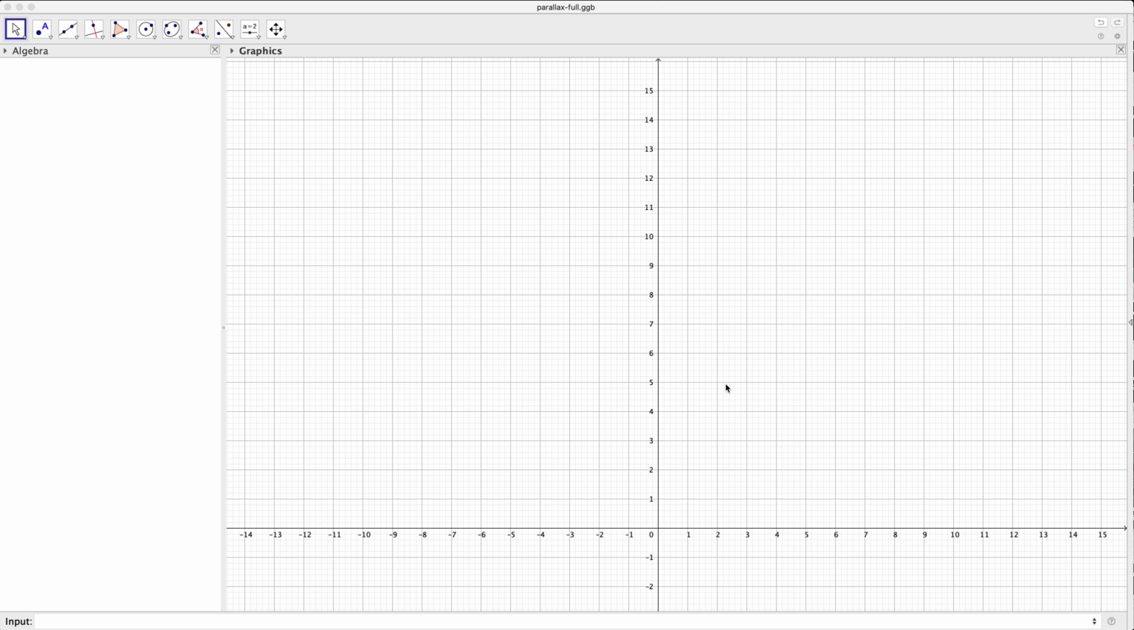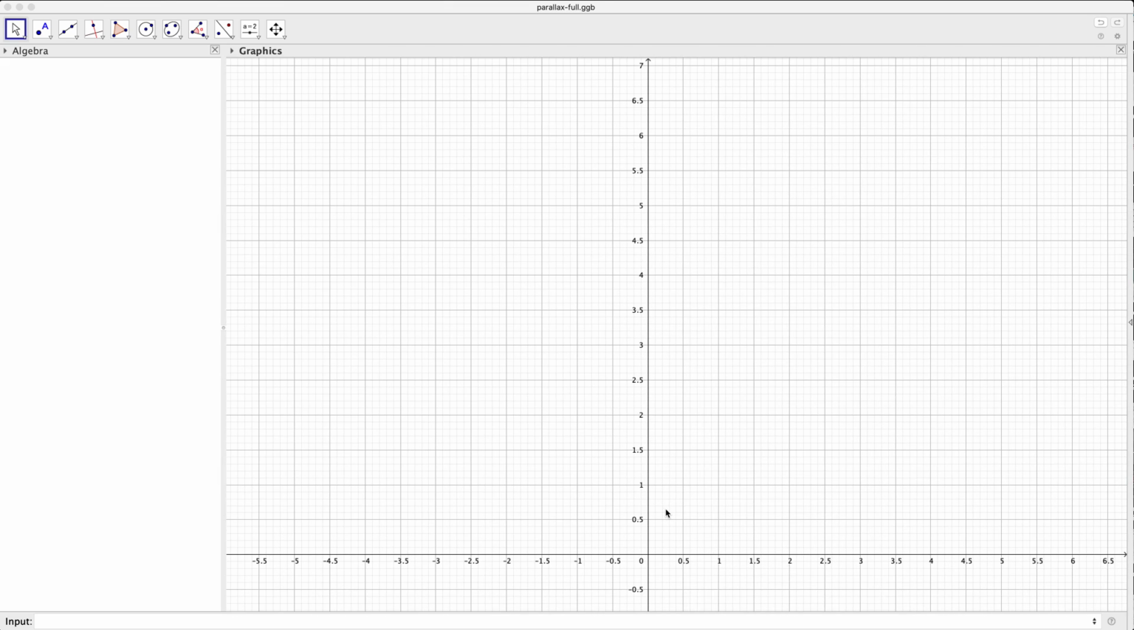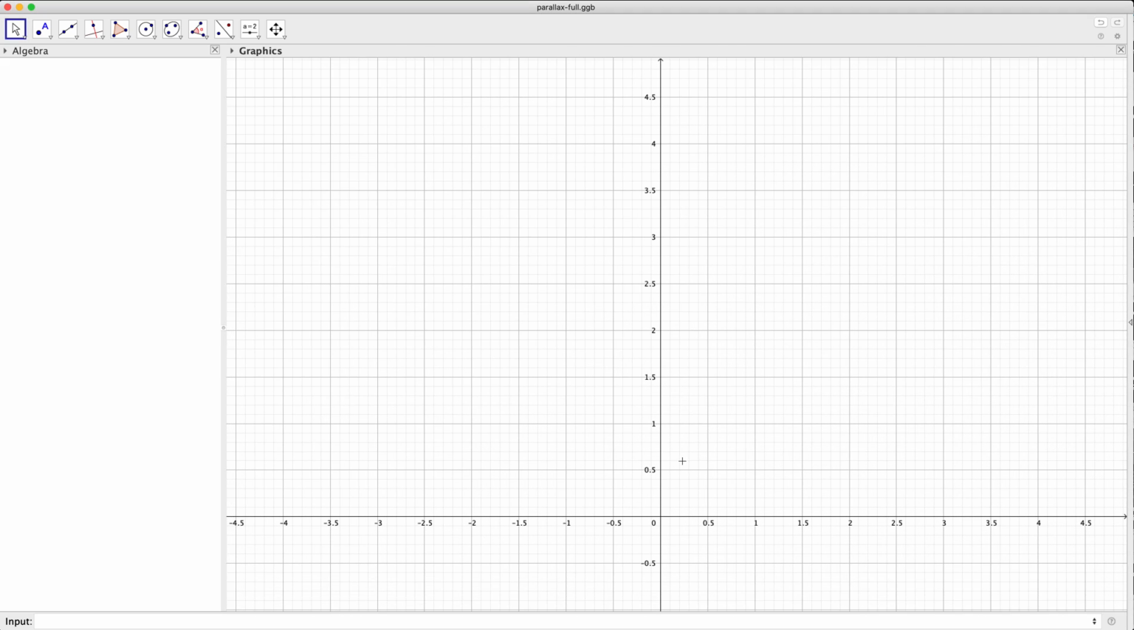Okay, this is a little video about parallax. Now, using GeoGebra to basically make the points that need to be made. So we're going to start first with something which is not parallax, but sort of forms the basic foundations for it.